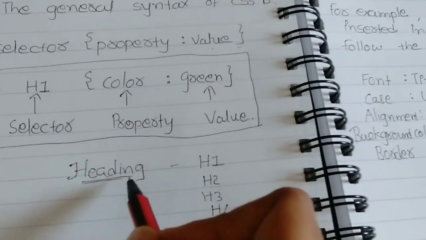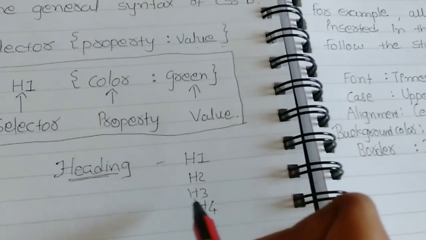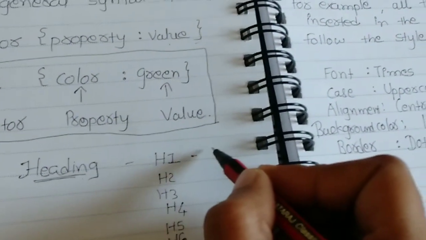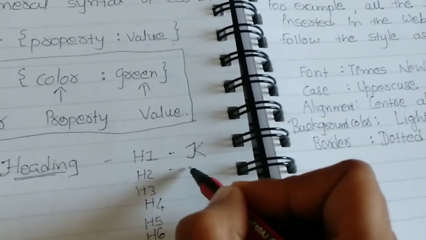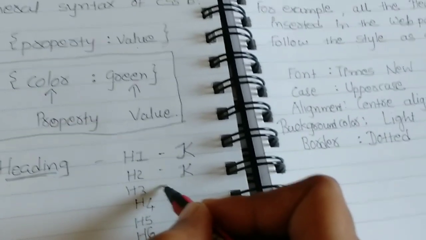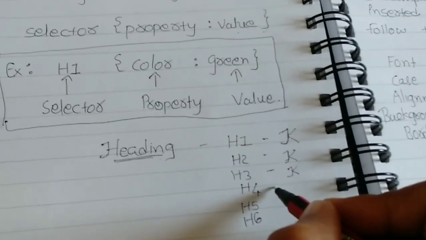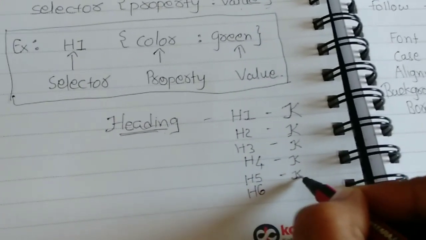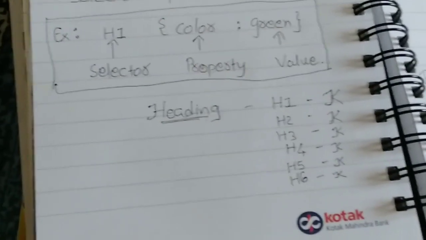Heading tag consists of 6 types of tags, that is H1, H2, H3, H4, H5, H6. If I want the H1 tag, then my output will be like this. You can see it is big. If I am selecting H2, then my output is like this. If I am selecting H3, H4, H5, the output is like this. And if I am selecting H6, then my output is like this.